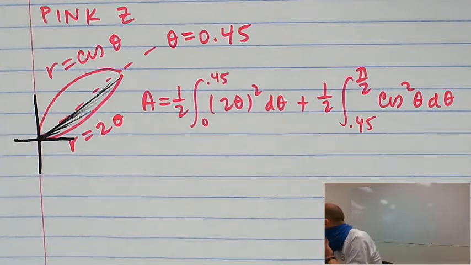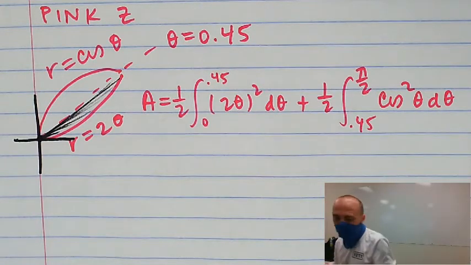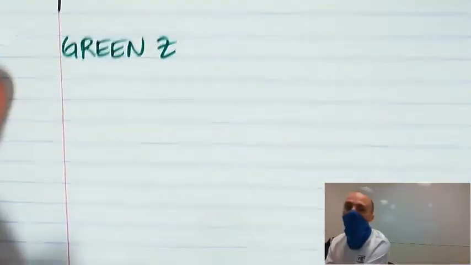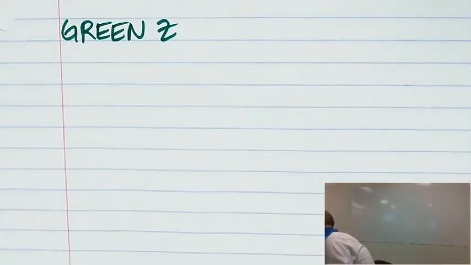Otherwise, I think, have I done all the Z's? No, I haven't done green Z. Green Z. Love green Z. But evidently I got some people tricked by it. Yes. Green Z. All right. So F is increasing from 1 to 3.